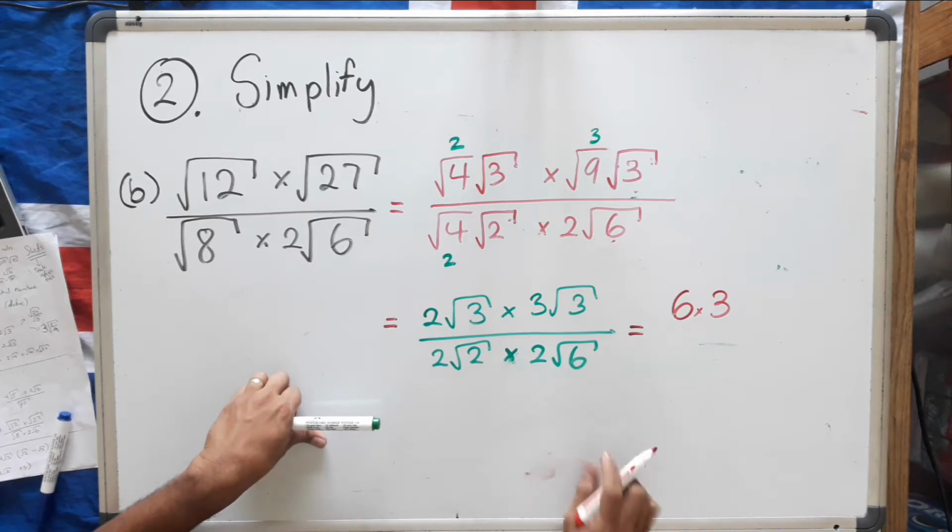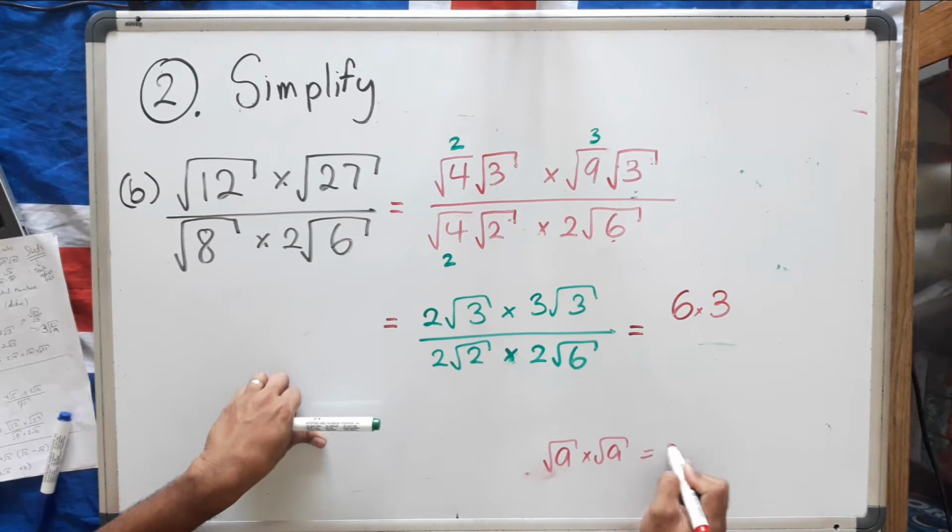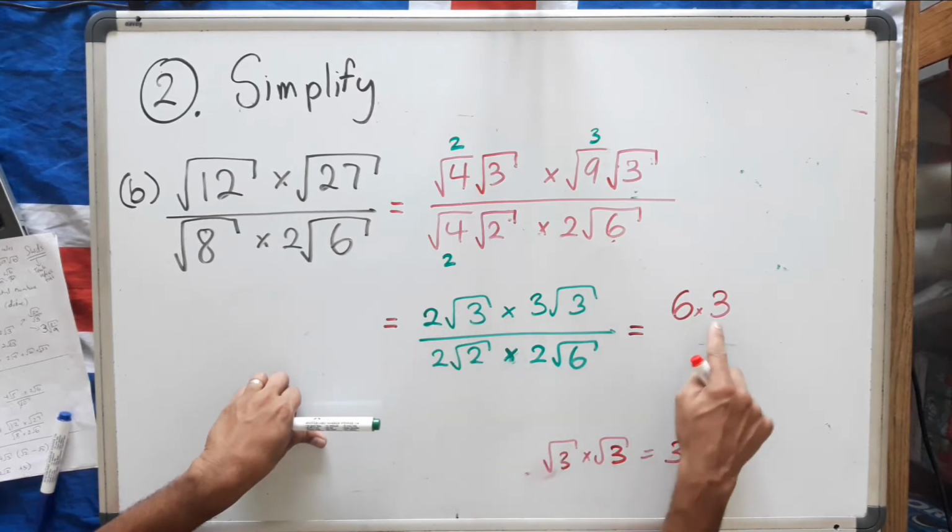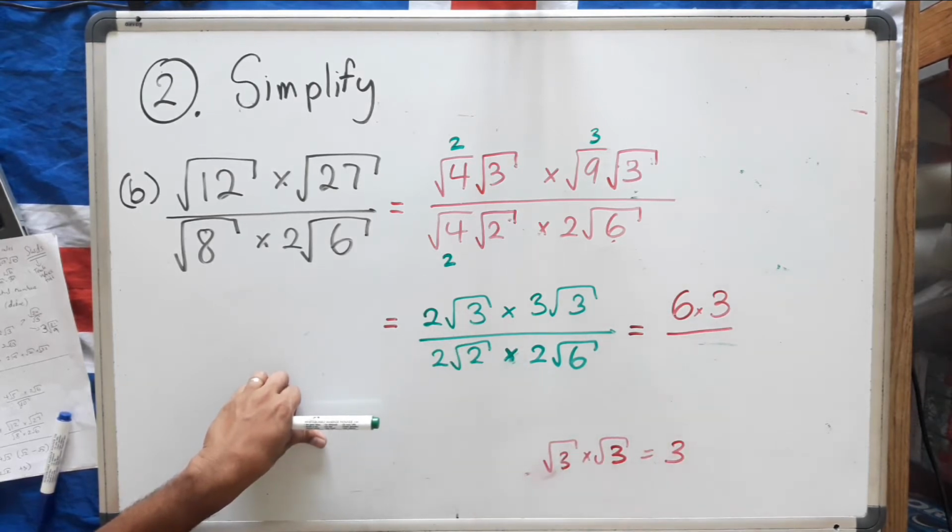Remember, I'm just going to say it one more time. The square root of a multiplied by the square root of a will give us a. So if it's the square root of 3 multiplied by the square root of 3, you will just get back 3. So on top we get 6 by 3, which will give us 18. I will write it just now. Let's multiply the underneath. 2 by 2 is 4.